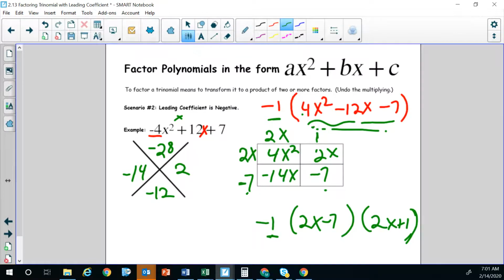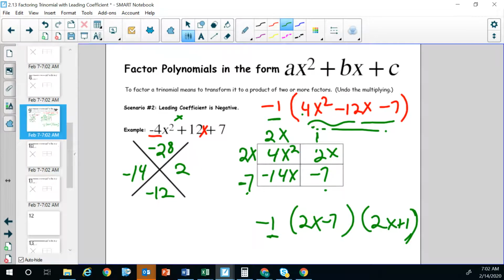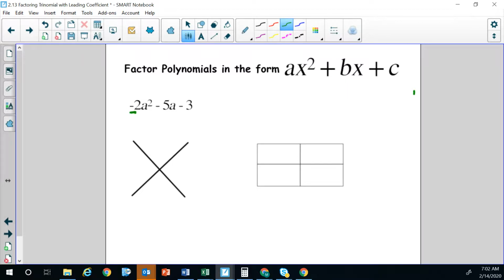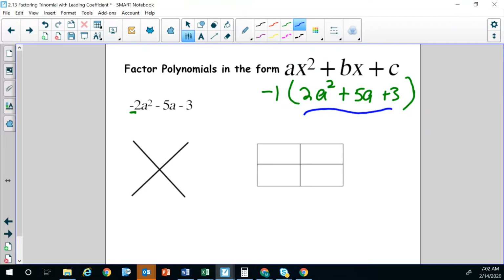All right, let's try one more example. Okay, let's do this one. Again, if you notice, the leading coefficient is negative, right? So I want to make that positive. So I'm going to factor out a -1. So I'm going to have a -1 parentheses. Then I'm going to change signs on the polynomial. The -2 becomes a +2, so we're going to have 2a squared. The -5 becomes +5, and the -3 becomes positive 3. So this is the polynomial I'm going to factor.